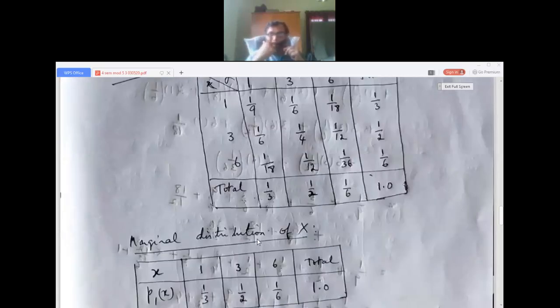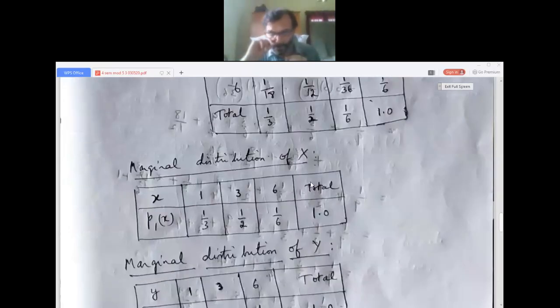Next comes the marginal distribution of x. So the marginal distribution of x is, first we write x values 1, 3, 6, then total. Then P1 of x. First we write the x value, then P1 of x.